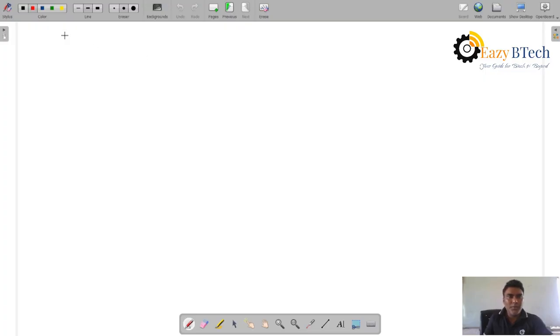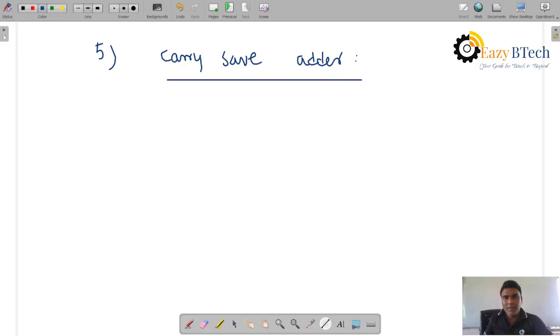The next one, the fifth one, is the carry save adder. Carry save adder, where the carry is saved. For this, you can see this type of circuit. Let us see this one.